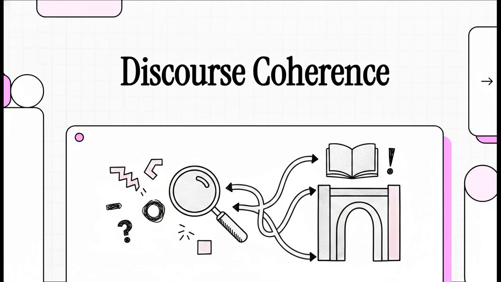We're talking about discourse coherence. It's the hidden architecture, the invisible glue that takes a random pile of sentences and transforms them into a captivating story, a persuasive argument, or an entire encyclopedia page.